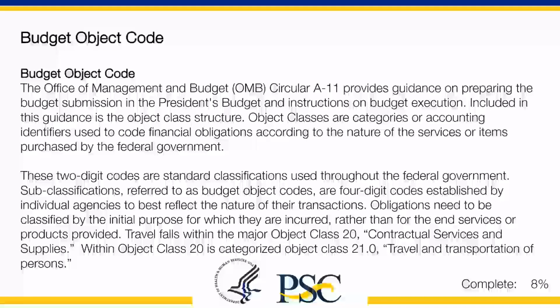Obligations need to be classified by the initial purpose for which they are incurred, rather than for the end services or products provided. Travel falls within the major Object Class 20, Contractual Services and Supplies. Within Object Class 20 is categorized Object Class 21.0, Travel and Transportation of Persons.